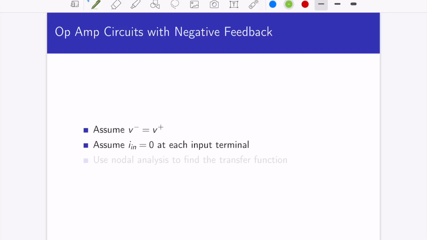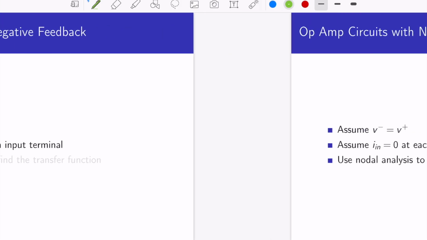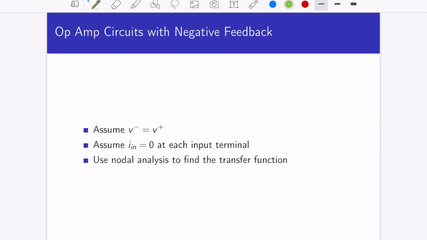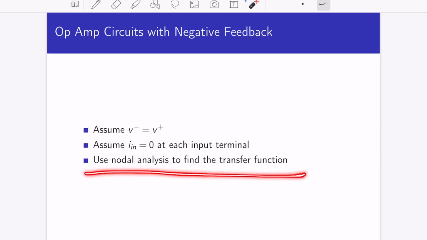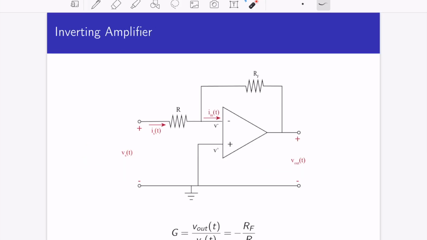Also, we can assume that I_N is equal to 0 at each input terminal. So the input current going into the op-amp is always going to be 0. To analyze these circuits, we just use nodal analysis to find the transfer function. There are several classic circuits, and many other practical circuits you see will be variations of these.